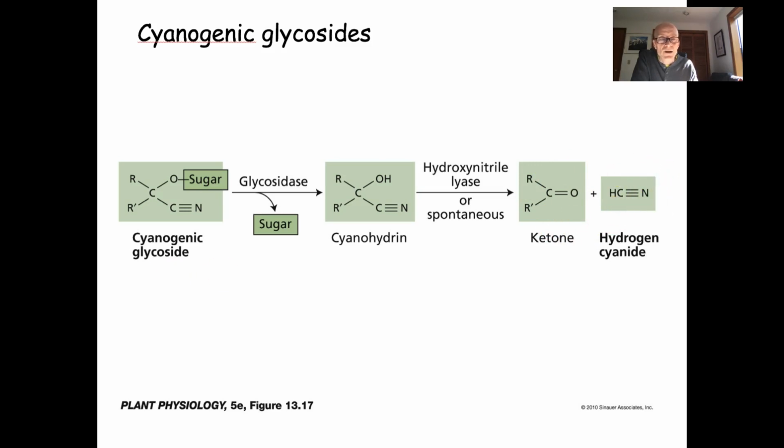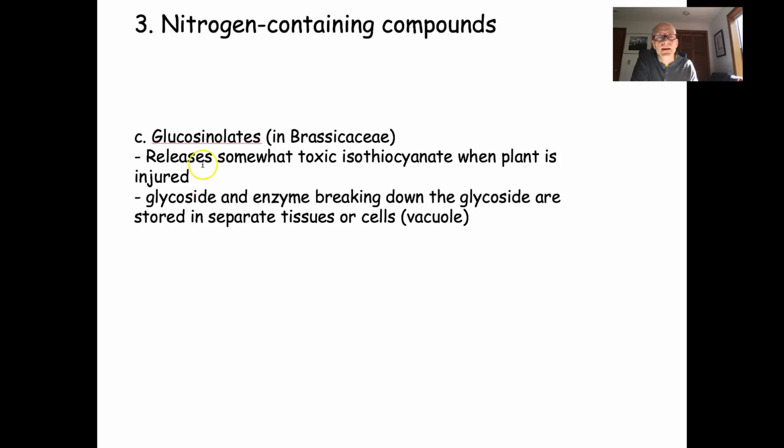A not quite so toxic substance are the glucosinolates. They come from the Brassicaceae, so rapeseed, for example, canola, those are the kinds of plants that are in the Brassicaceae, mustards. So it releases a somewhat toxic isothiocyanate. It's kind of bitter as well, so it's maybe not so toxic. Maybe it gives the animal a stomach ache, but won't outright kill it.